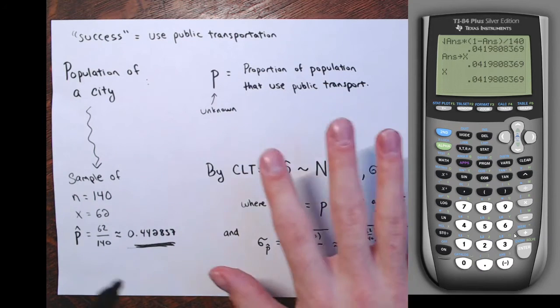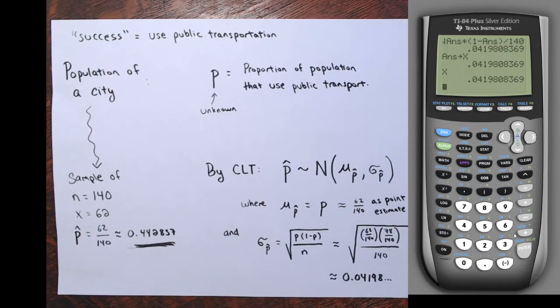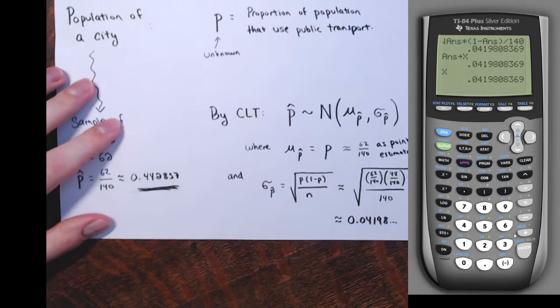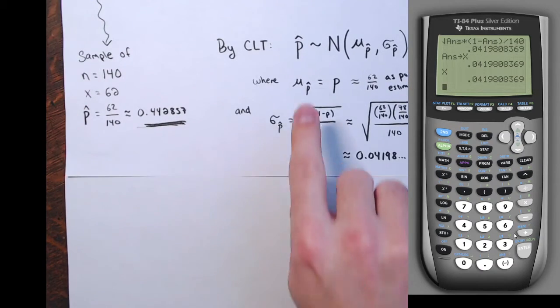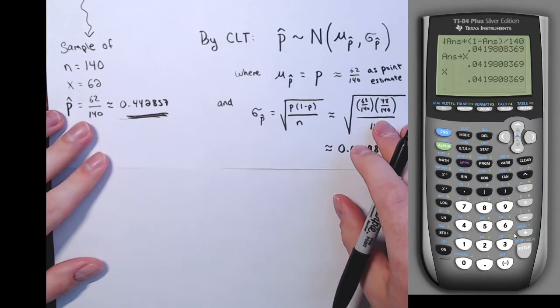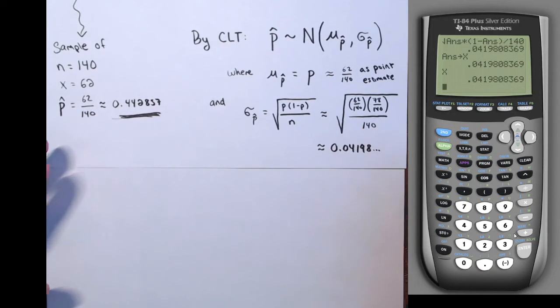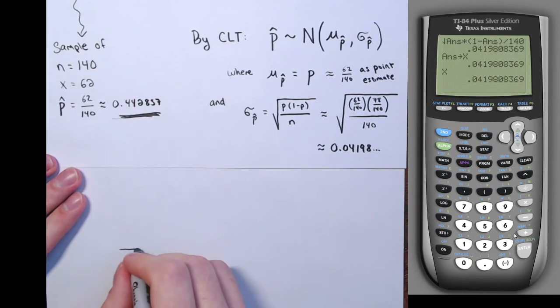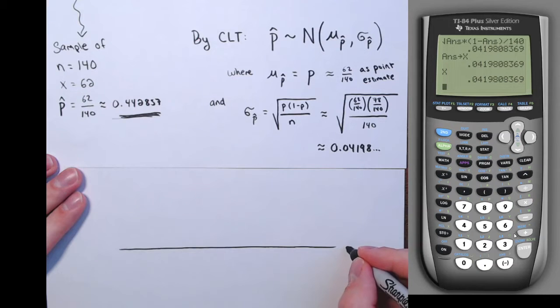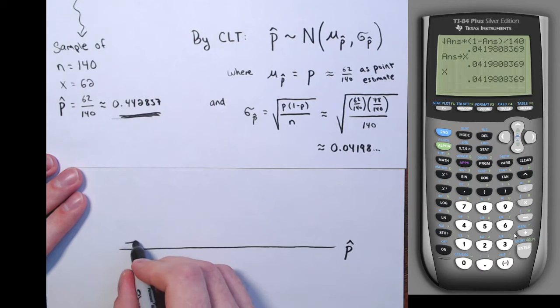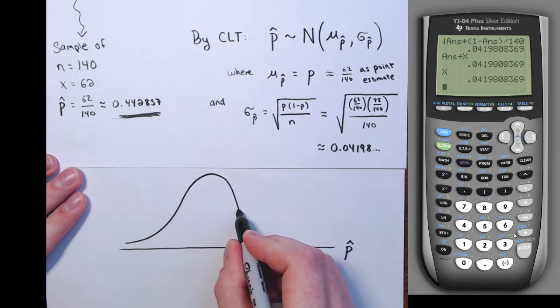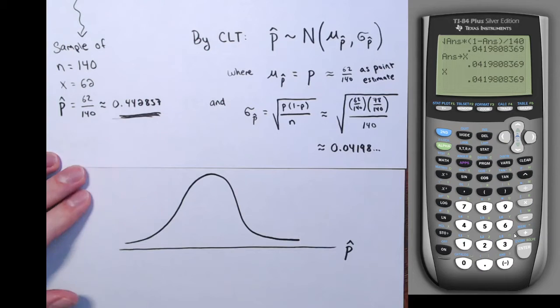Okay, and then I'm going to draw a picture of a normal distribution. The distribution of all these p hats for samples of size 140 is normal. So here's a number line representing all possible values of p hat for samples of size 140. We know it's a normal distribution, so I'm going to draw this symmetrical bell-shaped curve. I'm trying my best. It's not perfectly symmetrical, but it should be.